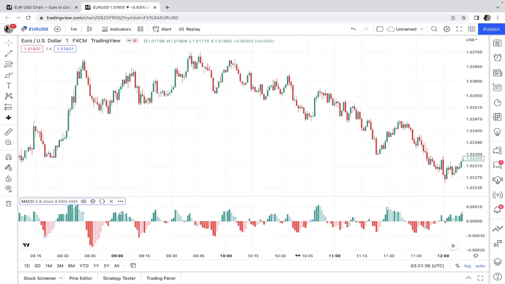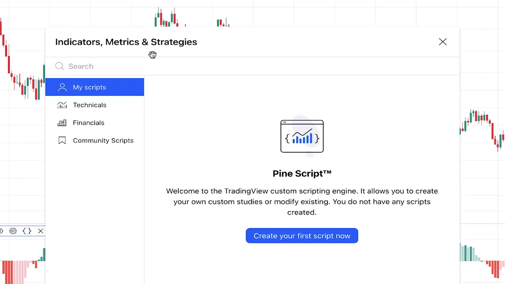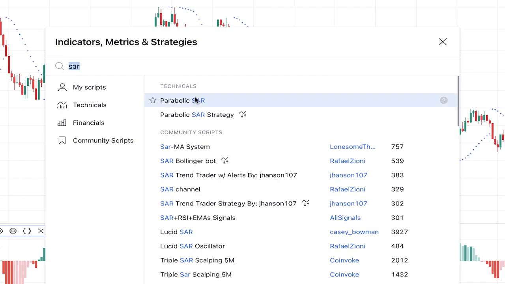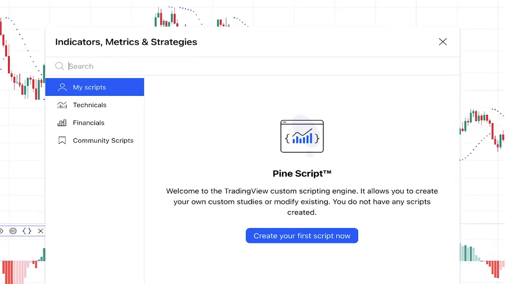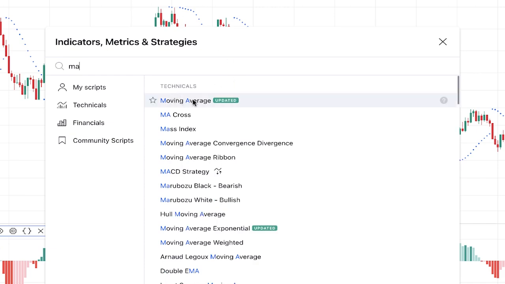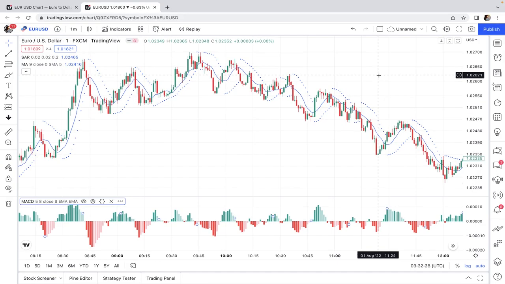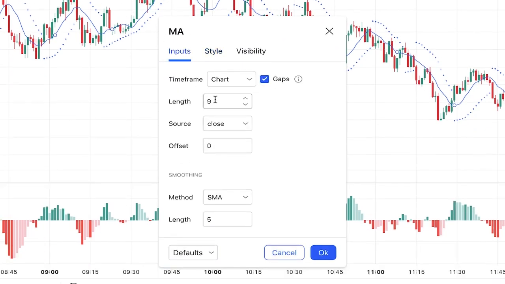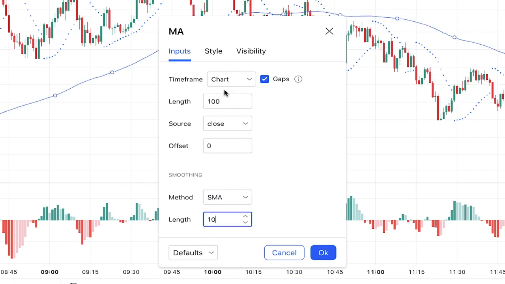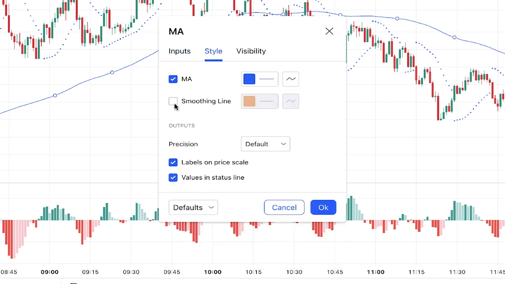The next indicator that we should add is parabolic SAR, this one, and we use this indicator with default settings. And the last indicator is moving average, a simple moving average, this one, and we must change its settings. Here in the inputs tab, for the length we set it on 100, and for the smoothing length we set it on 10. And here in the style tab we select smoothing line, so it's added alongside the moving average line.